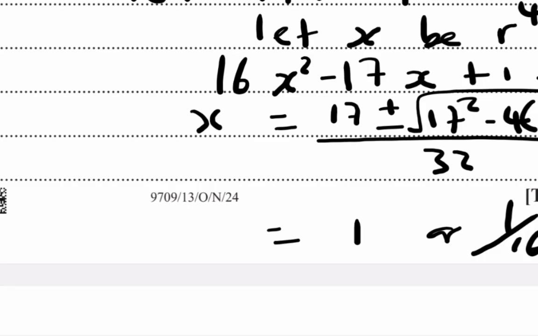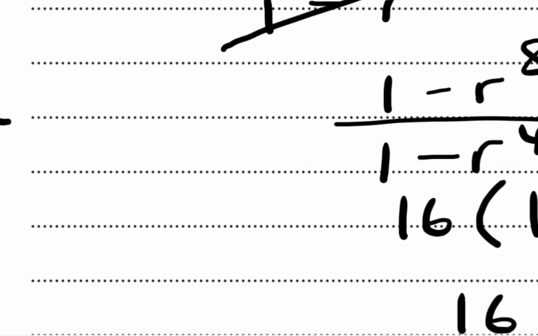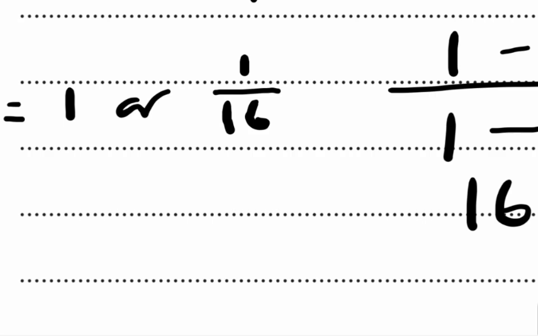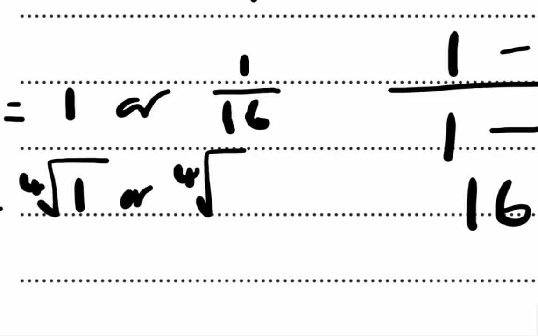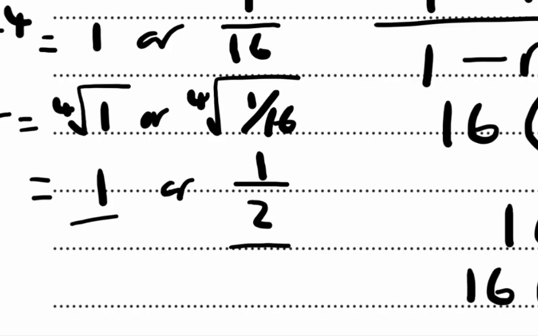But we know x is standing in for R to the power 4. So we come back here and we say R to the power 4 is equal to 1 or 1 over 16. So to get R, we are taking the fourth root. So R will be the fourth root of 1 or the fourth root of 1 over 16. And this is going to give us 1 or 1 over 2. So these are the two values of R we have.